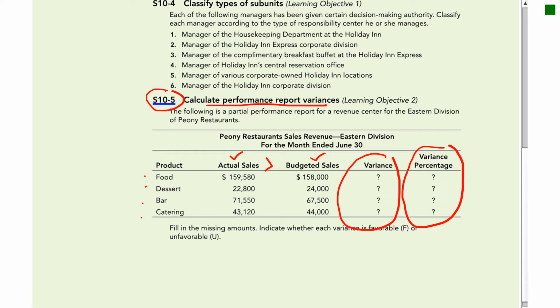And then once you get the variance, you take that variance and divide it by your budgeted sales column, and then you'll put that percentage in this column, and it's still the same favorable or unfavorable as your actual variance calculation was. In the next slide, we'll look at the actual numbers.